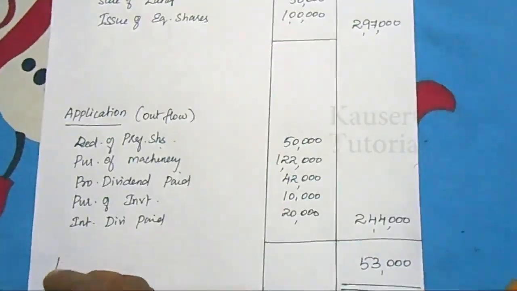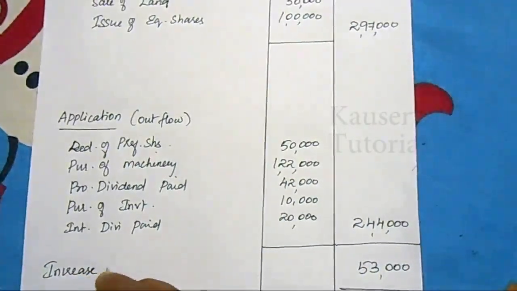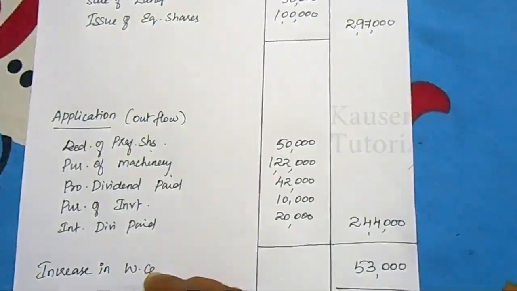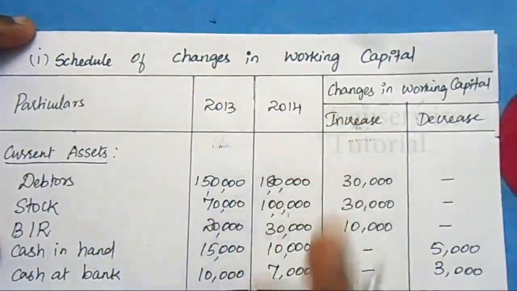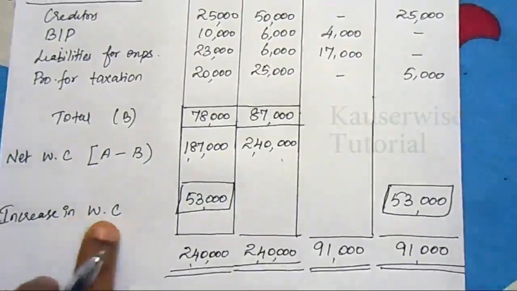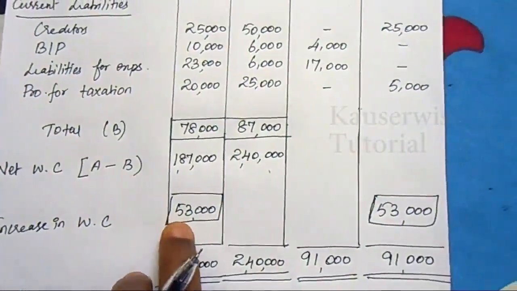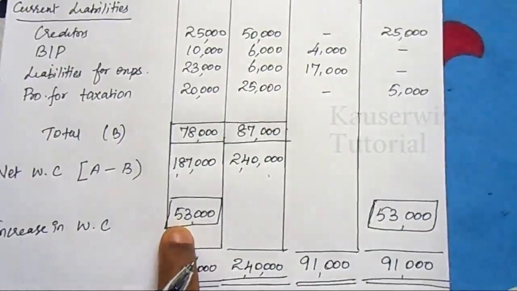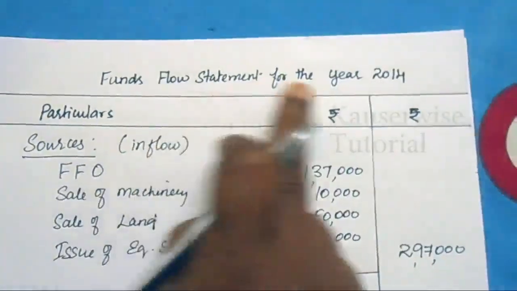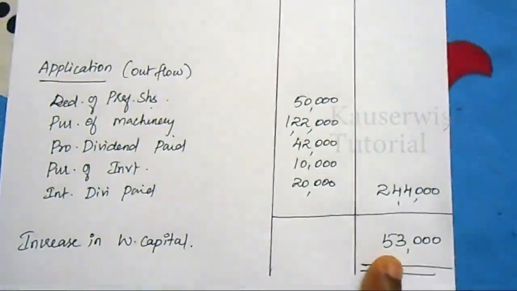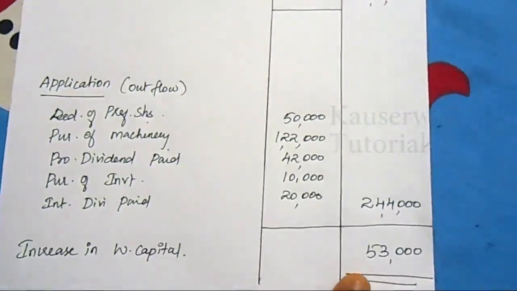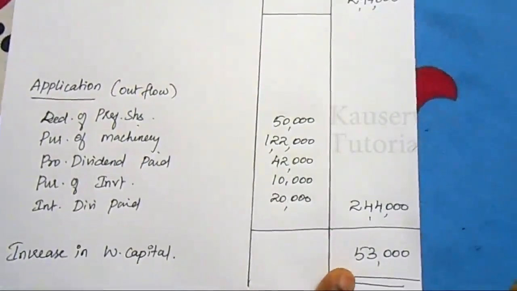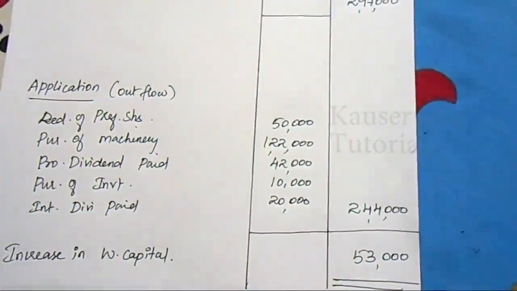This amount is called increase in working capital. Look at the first calculation, the schedule of changes in working capital. The final answer is increase in working capital 53,000. The same answer you will get when you prepare the fund flow statement. In the fund flow statement, the final answer is 53,000. Total inflow minus total outflow is equal to increase in working capital. If we get a negative value, it means decrease in working capital. Thank you.